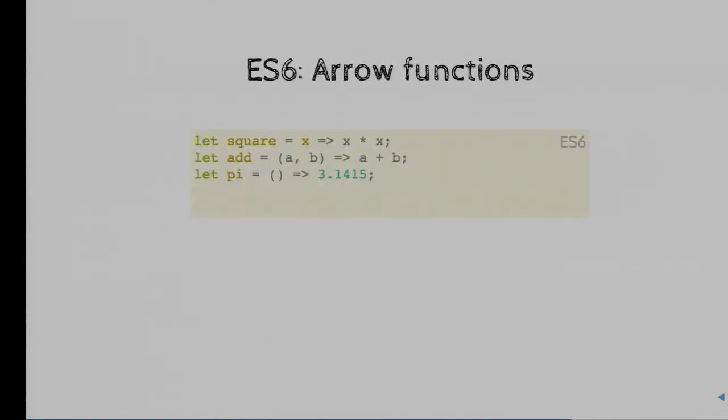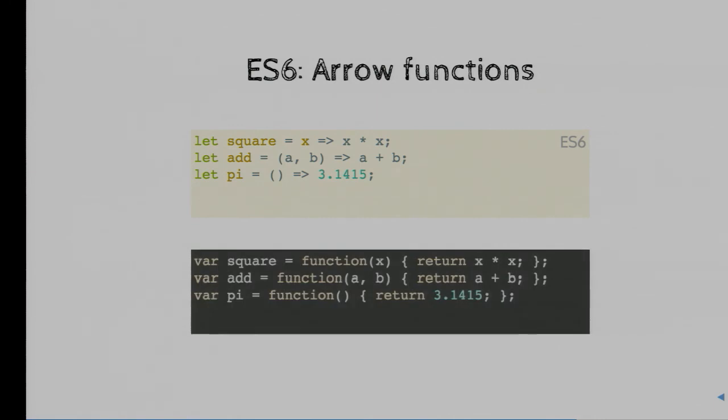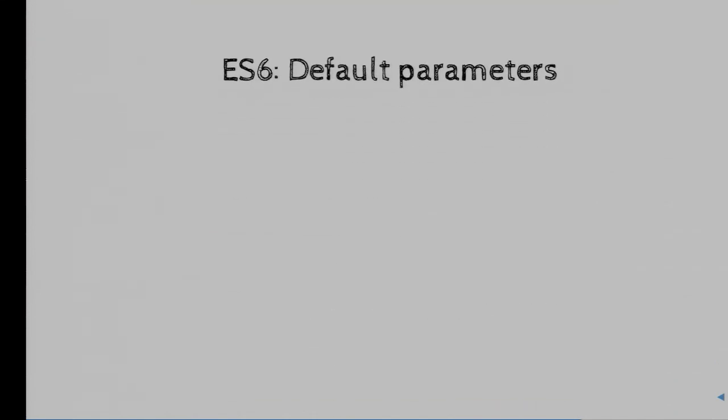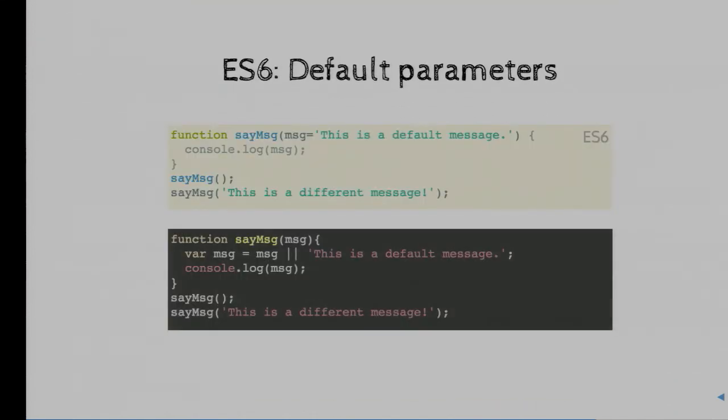Then we have arrow functions. There I think that everyone is used to, so I won't spend too much time. Then we have default parameters. So that's replacing some legacy code in JavaScript. Now we can express it really nicely using the parameters.